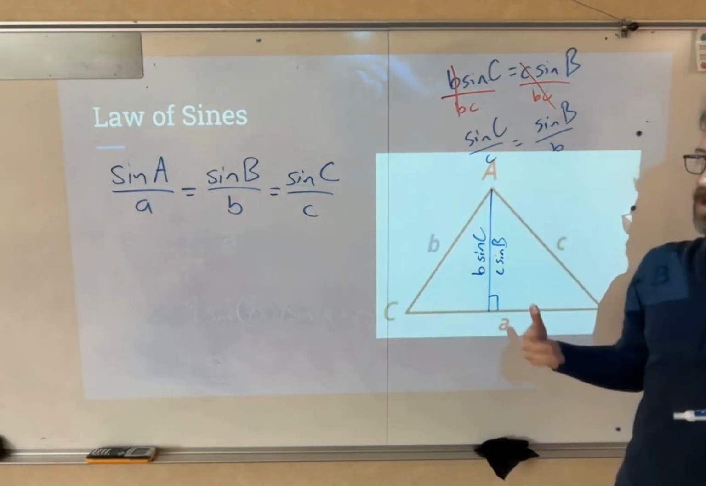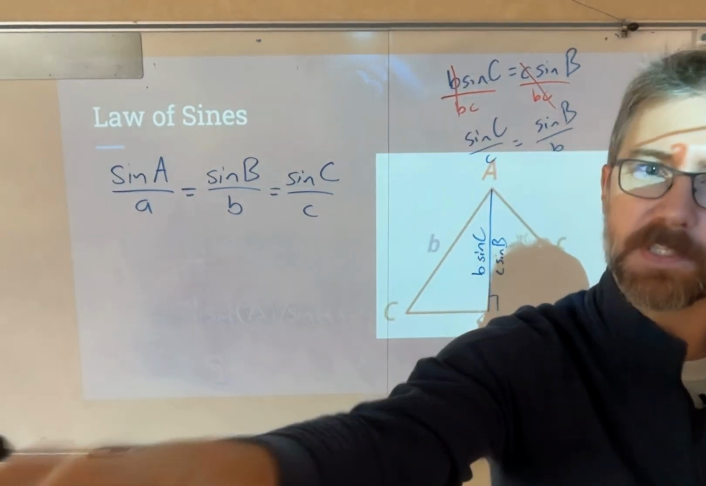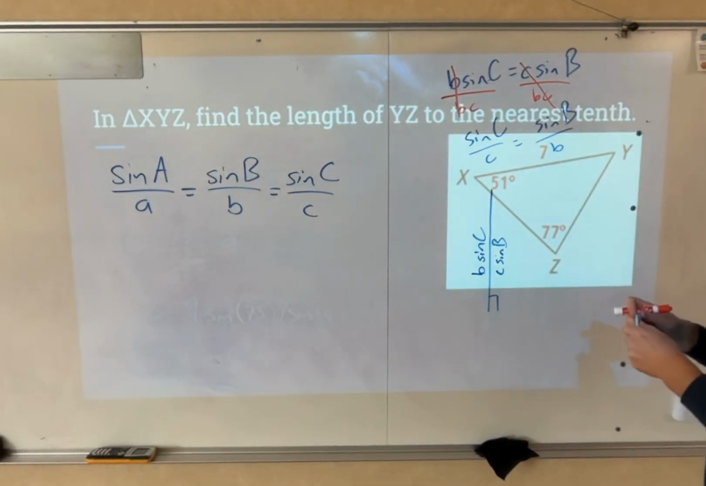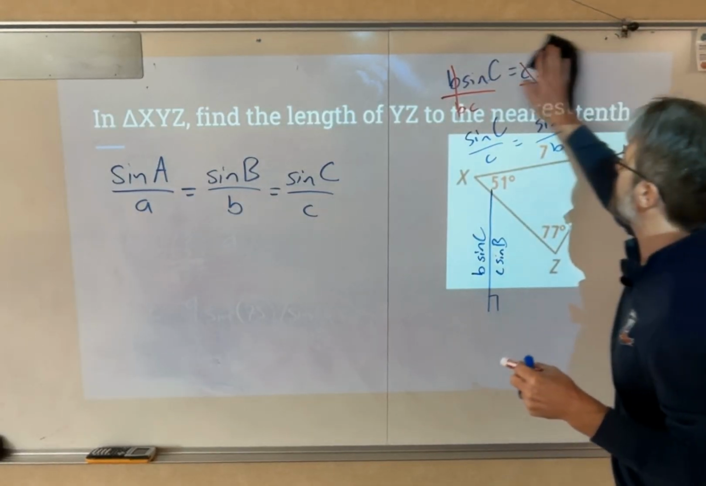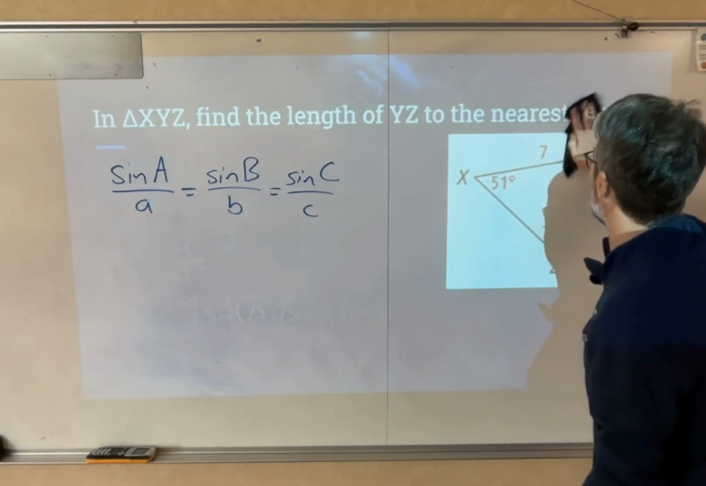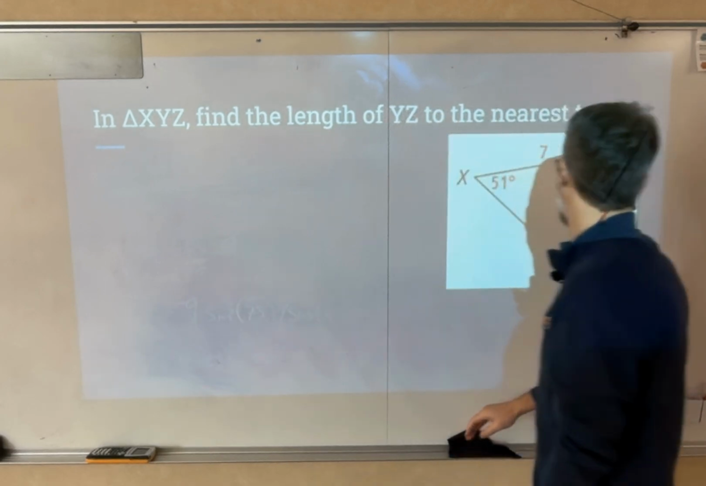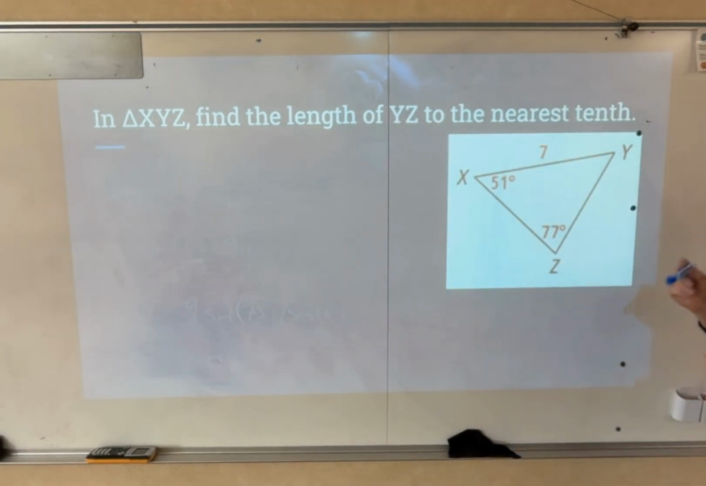Now, we could do this with all the other pairs too, but that'd be a little time-consuming and redundant, so we'll just move into some examples. Okay, so using the law of sines to solve this, we want to find the length of YZ to the nearest tenth. Okay, so YZ is right here. Now, I'm going to relabel this.